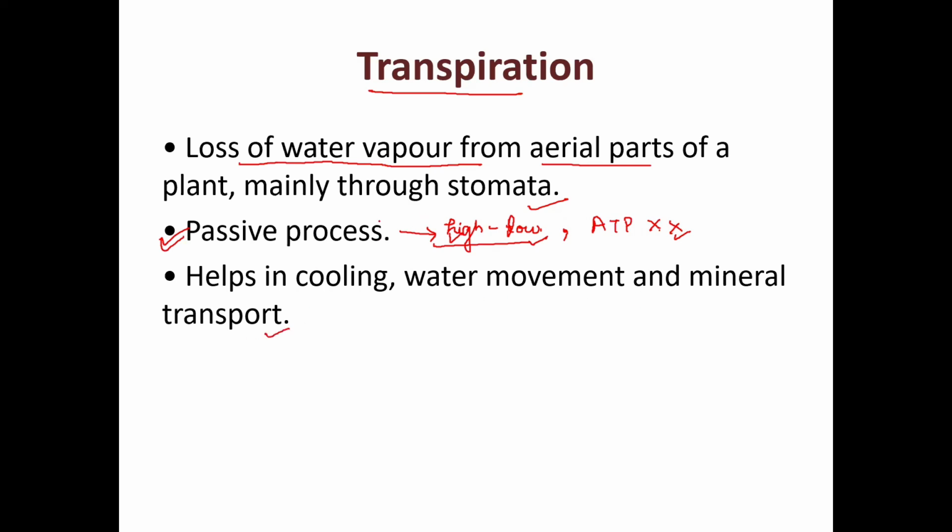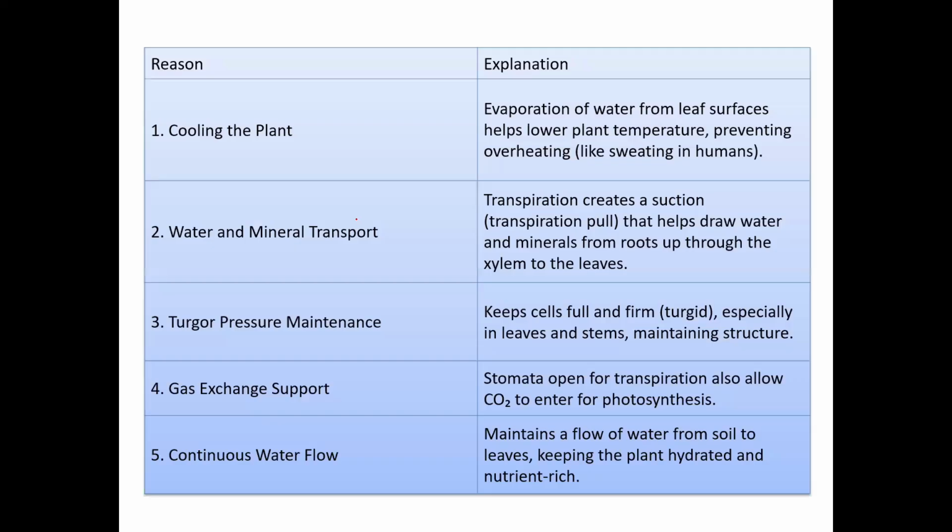So, what is the significance of transpiration? Why is transpiration done by the plant? The reason is to maintain the temperature, cooling the plant, and water and mineral transport. Xylem vessels load water from the soil plus minerals, and it is transported in an upward direction. Third, transpiration also helps in maintenance of turgor pressure.